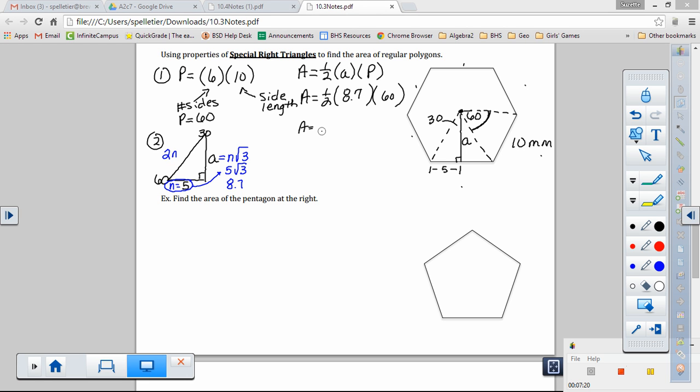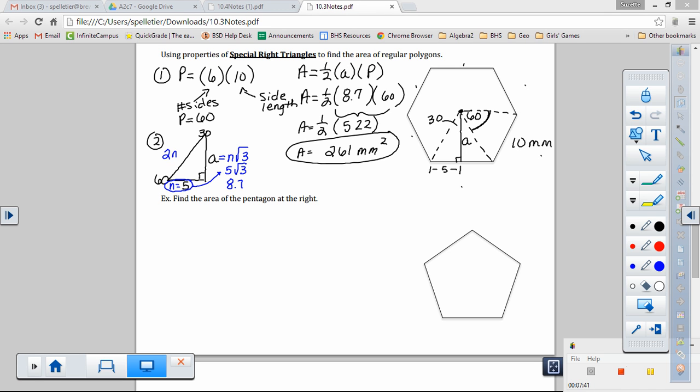Area equals 1/2 times 8.7 times 60. 8.7 times 60 gave me about 522. And then when I do half of that, I get 261. And this was done in millimeters. Area is always squared. There's my label.